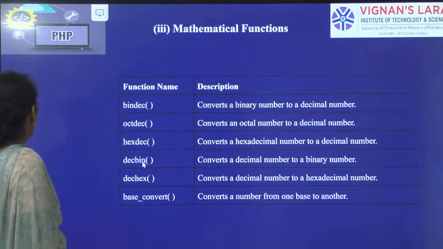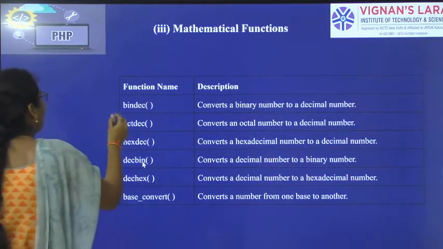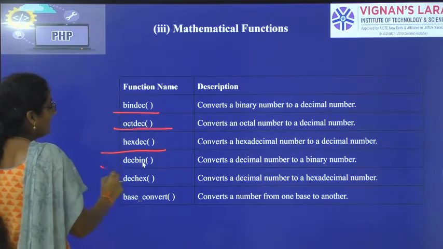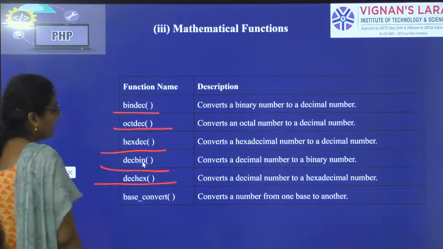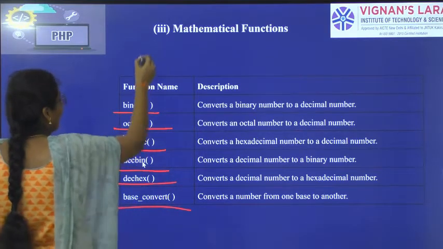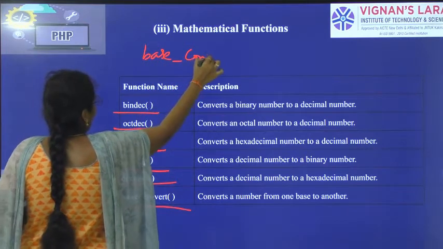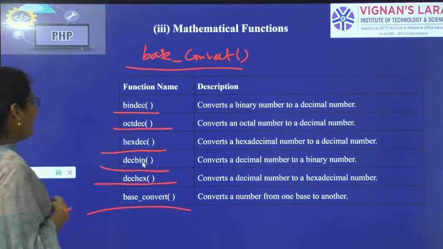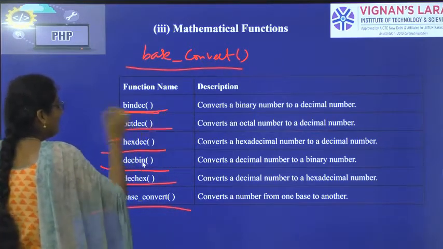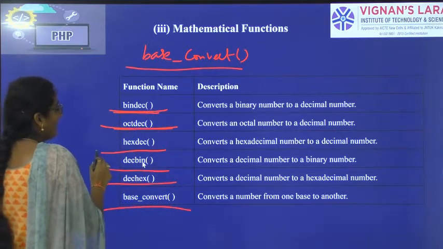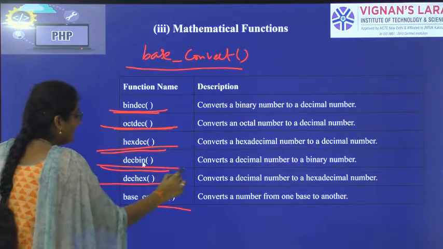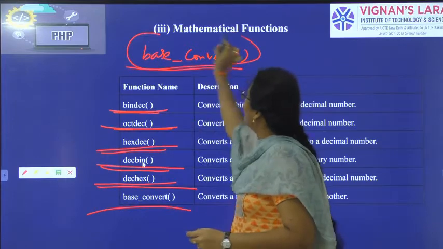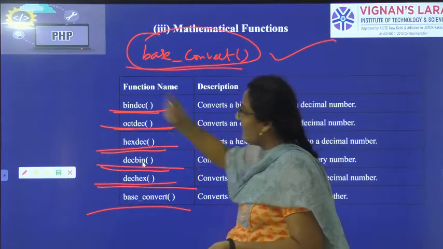Next, some more mathematical functions. Binary to decimal conversion, octal to decimal conversion, hexadecimal to decimal conversion, decimal to binary conversion, decimal to hexadecimal conversion, converting one base to another base. base_convert is the function used to convert one base to another base. So converting a binary number to a decimal number, octal to decimal, hexadecimal to decimal, decimal to binary, decimal to hexadecimal. Finally, the base_convert function is used to convert any given base to another base.